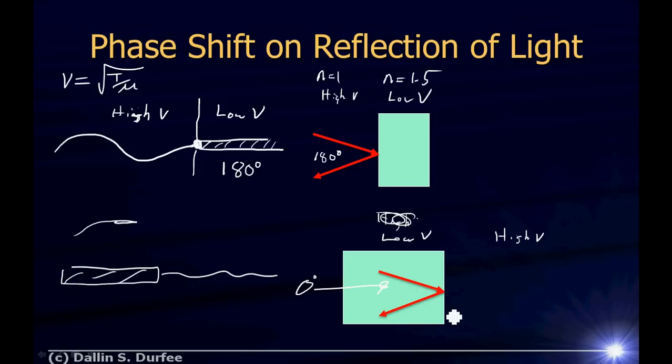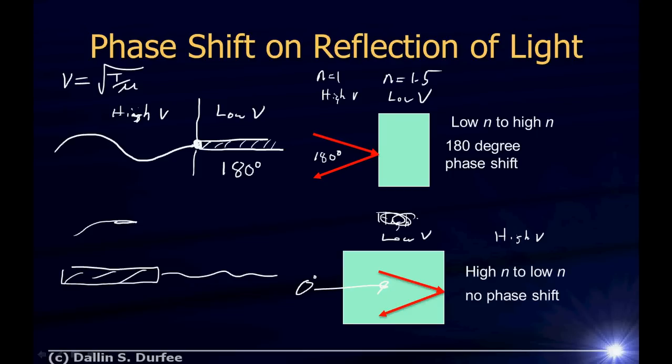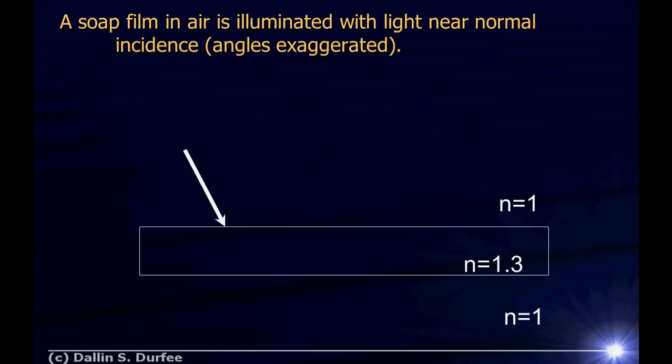So one of them gets a phase shift, one of them doesn't. So low end to high end, 180 degree phase shift. High end to low end, no phase shift in reflection. And once again, transmission never gets a phase shift. How do we know all this? Well, you solve the wave equation. We're not going to do that today.